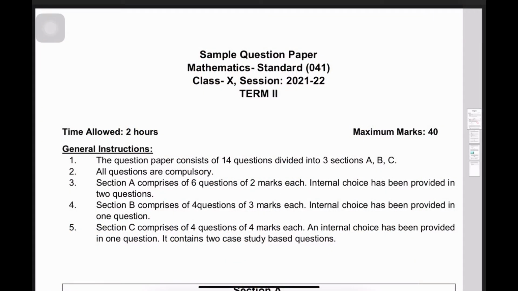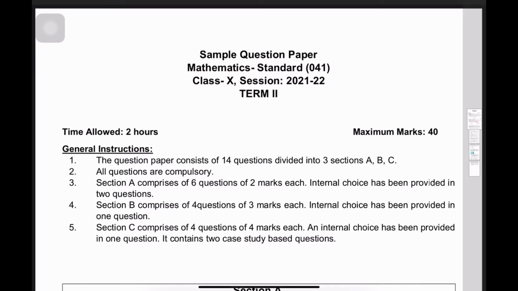Sample question paper, Term 2, Mathematics Standard. The code is 041, Class 10, session 2021-22. So this is the Term 2 sample question paper, and we'll go into the details in this.